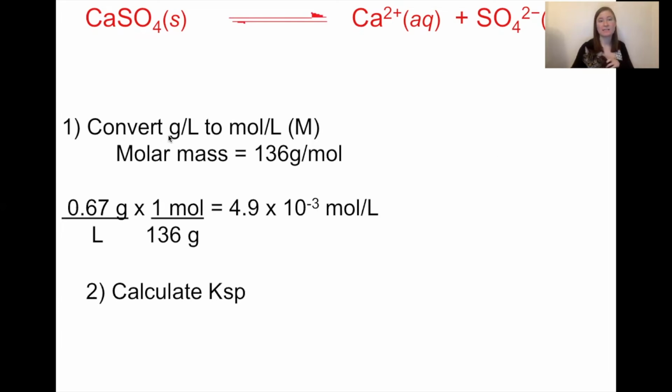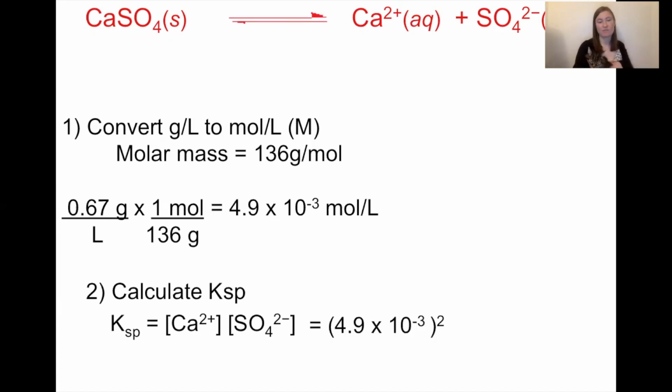And it's worth recognizing, for every mole of calcium sulfate that dissolves, you get 1 mole of Ca2+ and 1 mole of SO4 2-. Right? So when we're calculating KSP, we're multiplying together those concentrations. Both of these concentrations are just equal to the original concentration of calcium sulfate that dissolved. Right? So we just have 4.9 times 10 to the negative 3, squared. And so we get 2.4 times 10 to the negative 5. Cool. And remember, KSP has no units.